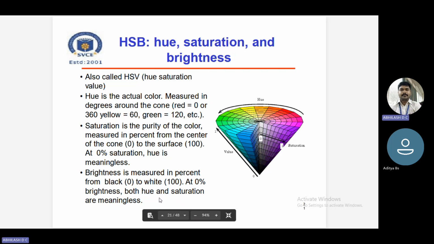Brightness is measured in percentage from black to white, how bright it is, a light color or a dark color. When you increase the brightness, it goes towards white. When you decrease the brightness, the color goes towards black. So brightness is measured in percentage from black to white. At 0% brightness, both hue and saturation are meaningless. From 0, meaning black, to 100, which is white. At 0%, brightness is 0, that is black.